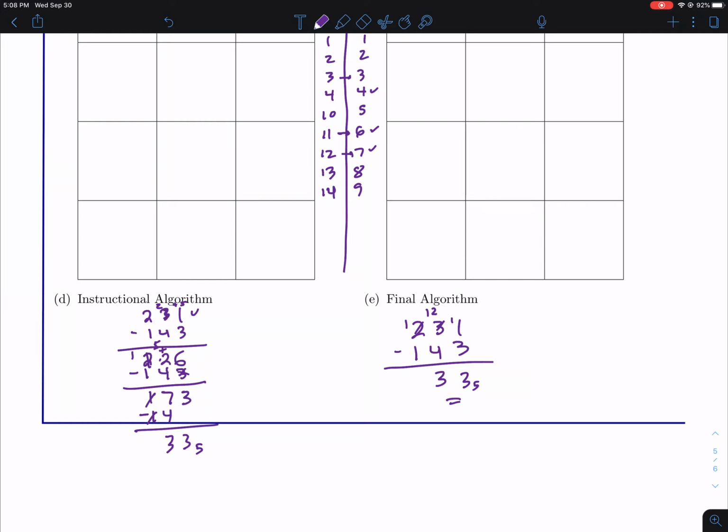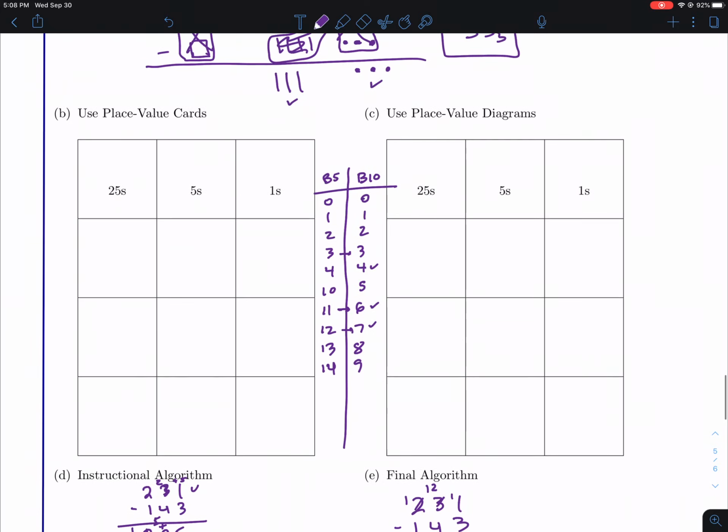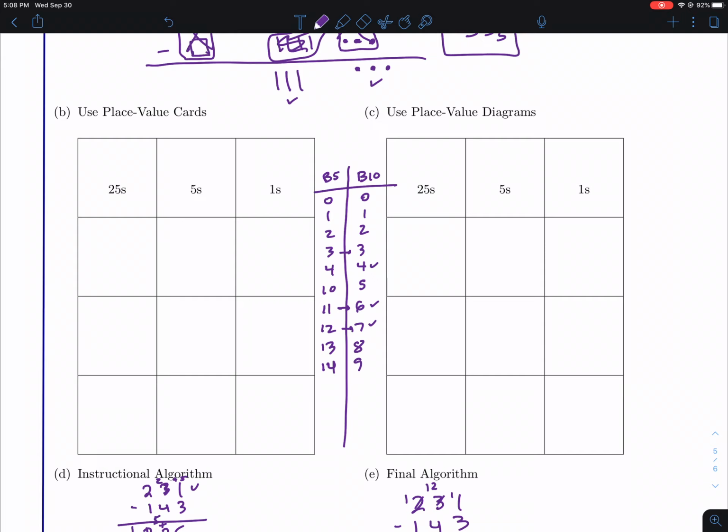All right. So those are tricky. I don't know if I'll put any on a test or anything, just because they're a little bit confusing. But place value cards and place value diagrams are all fair game for certain. So, all right.